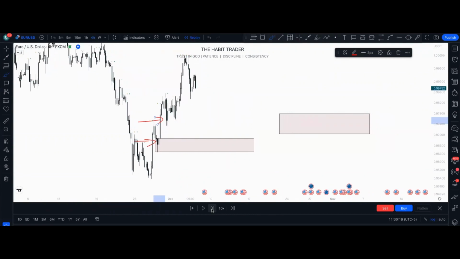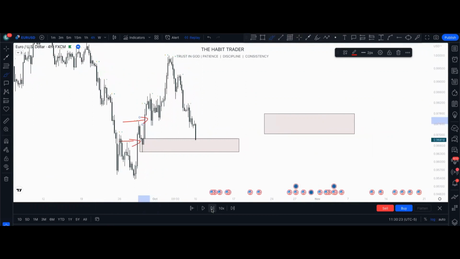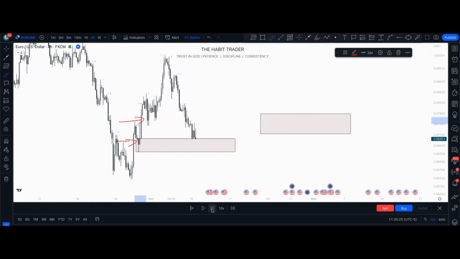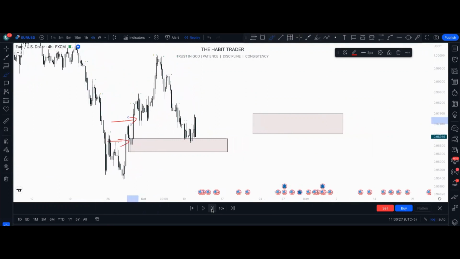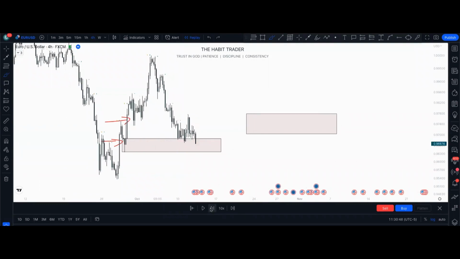So if we try to play this and see how the price reacted on this demand zone, remember that this area has a lot of imbalance here. So price could fill this one and try to have a bullish move to the upside. As you can see, price is testing this demand zone.